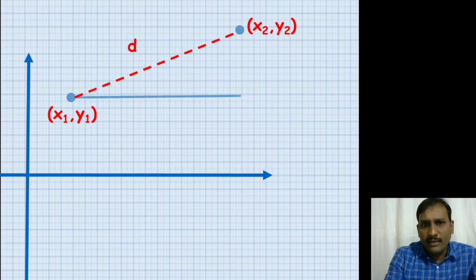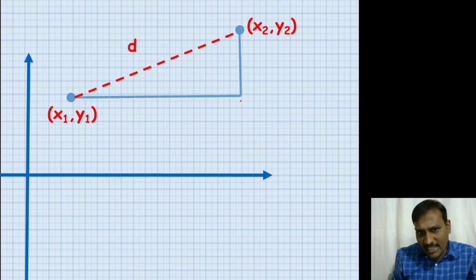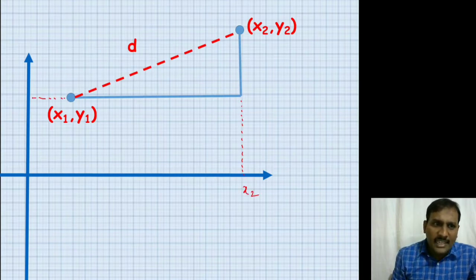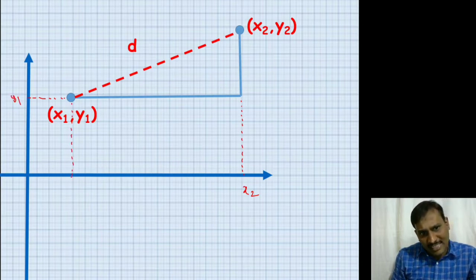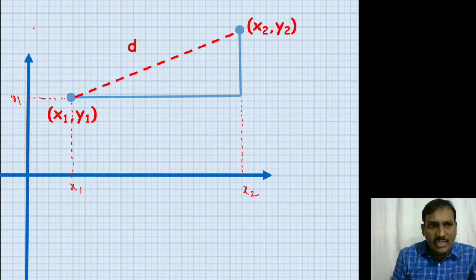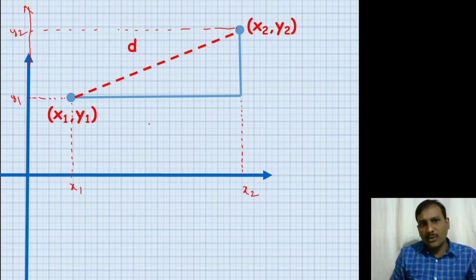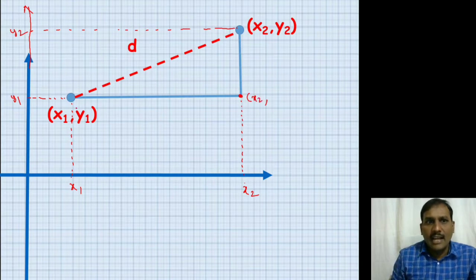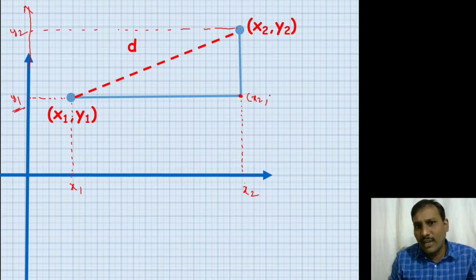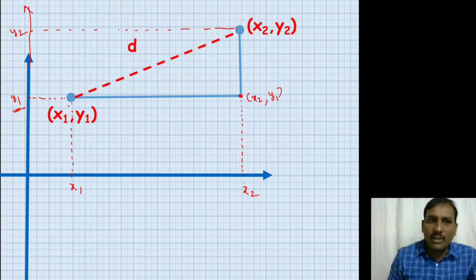Now this point, what is it representing on the x-axis? It is representing x2, and on the y-axis it is y1. Now this is x1, and what about this? Let us extend this. On the y-axis, it is representing y2. Now what will this point be? It is representing x2 on the x-axis and y1 on the y-axis. So x2 comma y1.